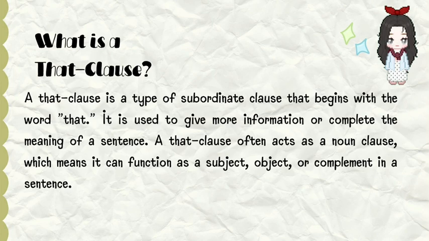For example, when used as a subject, the that clause introduces the main idea of the sentence. As an object, it explains what someone thinks, feels, or says. As a complement, it adds detail to clarify a statement. That clauses are common in everyday language and help make sentences more precise and meaningful.